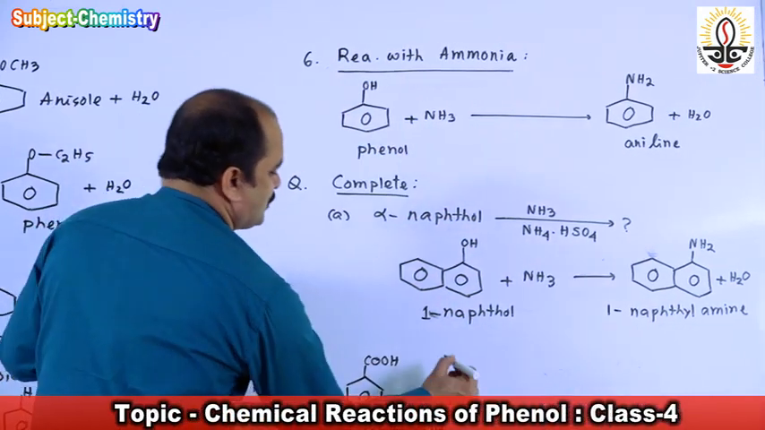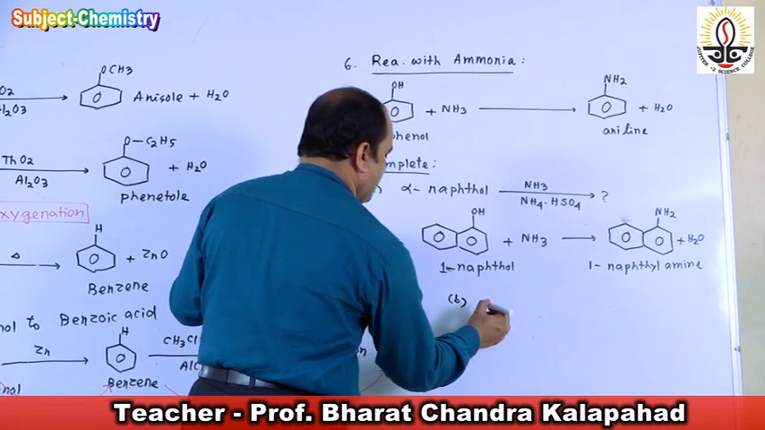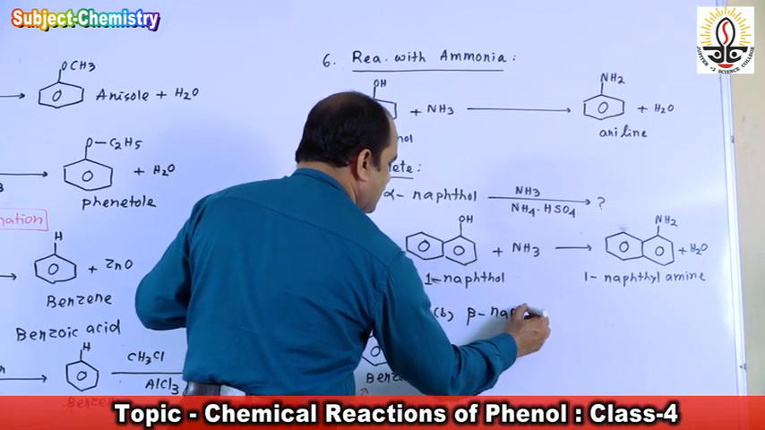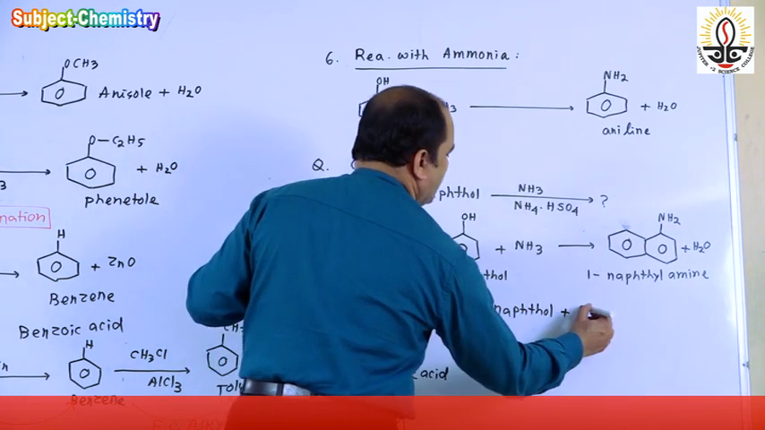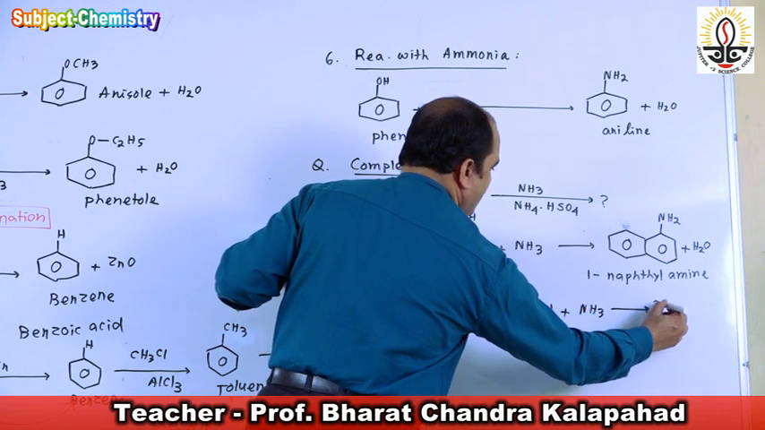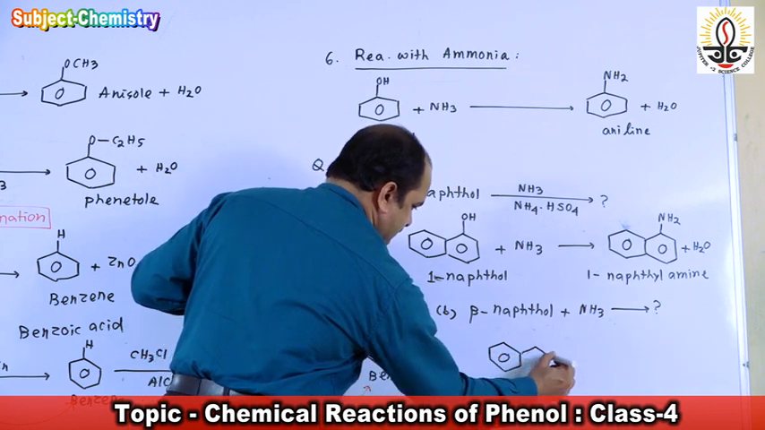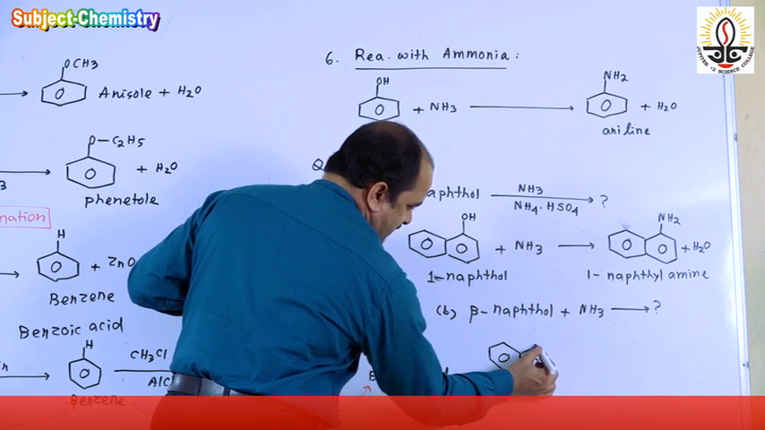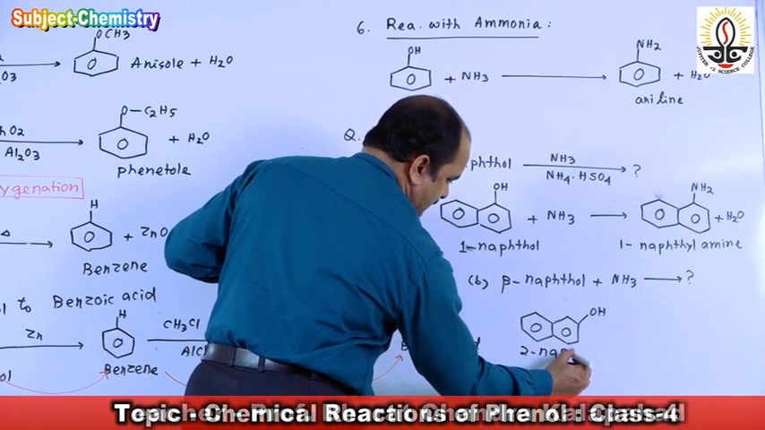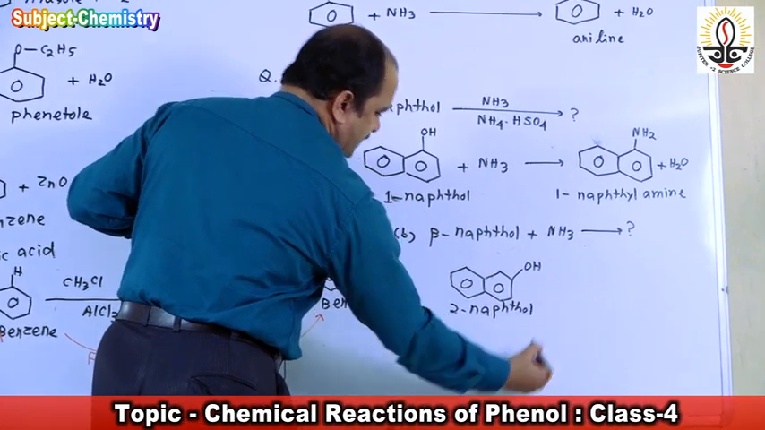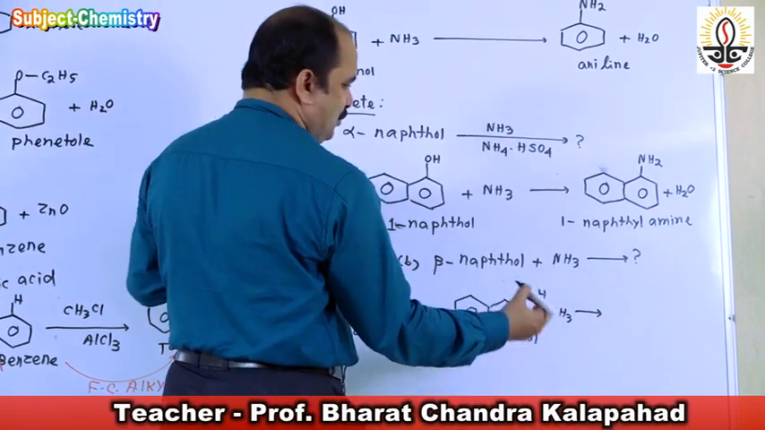Another question is also like this. What happens when beta naphthol, or 2-naphthol, reacts with ammonia? First we have to draw naphthalene. It is first carbon, it is second carbon, so it has OH. It is 2-naphthol. When 2-naphthol reacts with ammonia, it gives 2-naphthylamine.